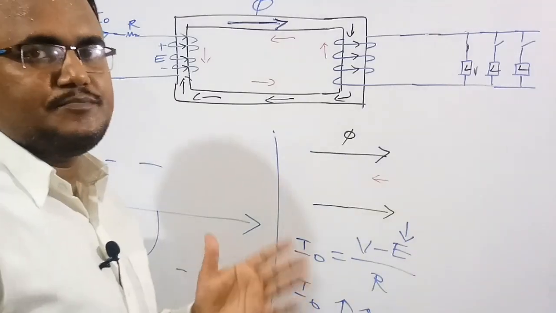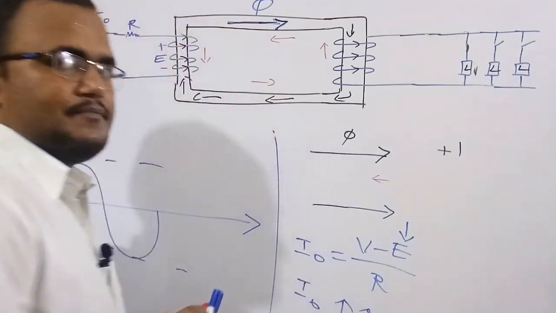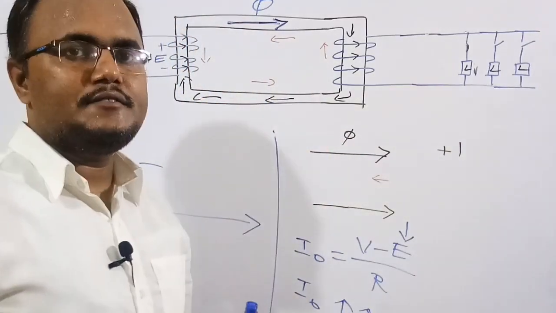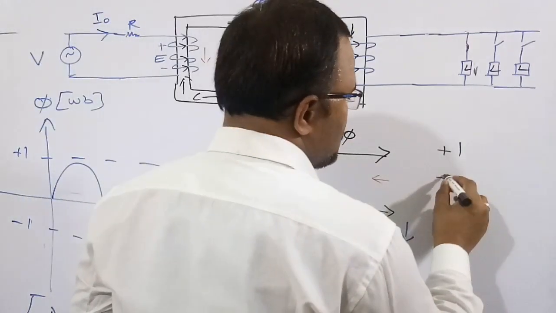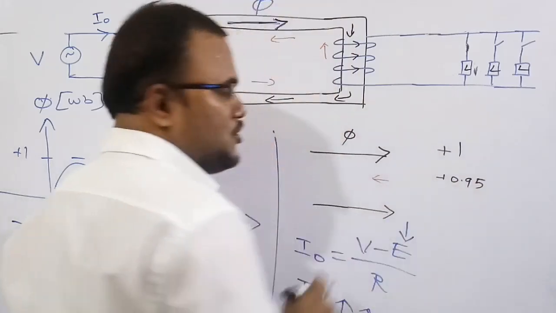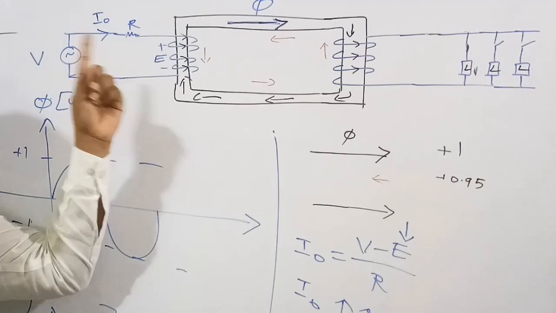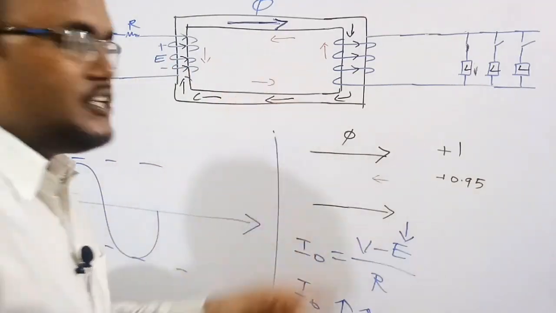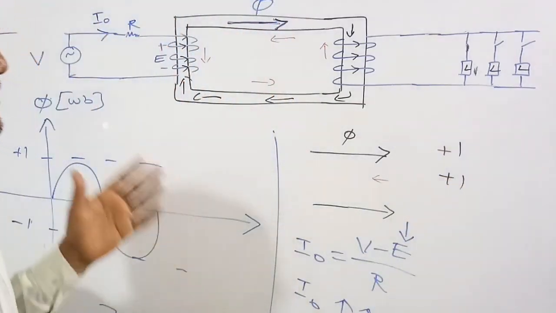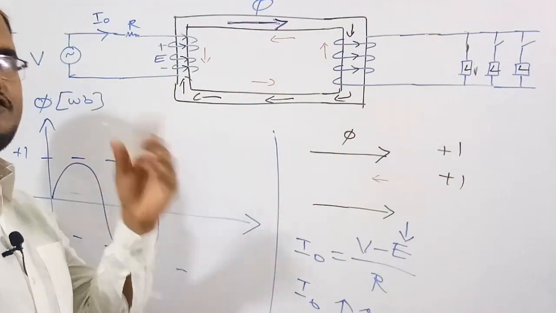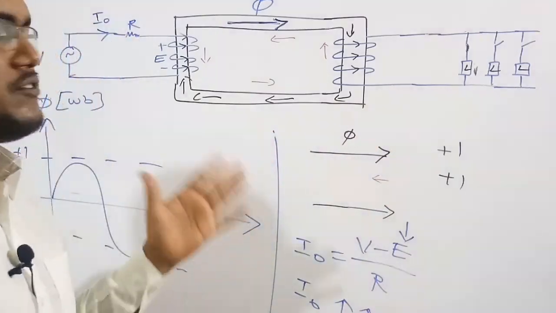What I am trying to say is, before the no load condition, let me assume the flux magnitude is +1. After keeping the load, because of this red flux, the magnitude became, let me assume, 0.95. So here EMF will decrease, so the current drawn will increase and the flux will increase back to the original value. So again it will become +1. All this phenomena happens in a fraction of milliseconds or microseconds.